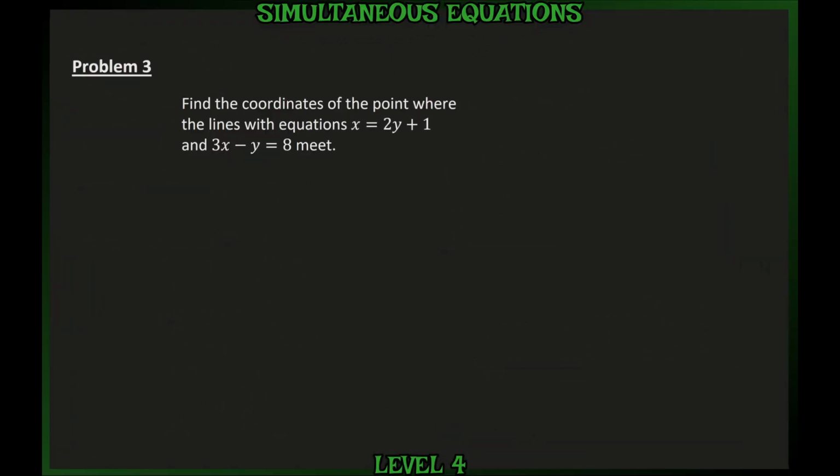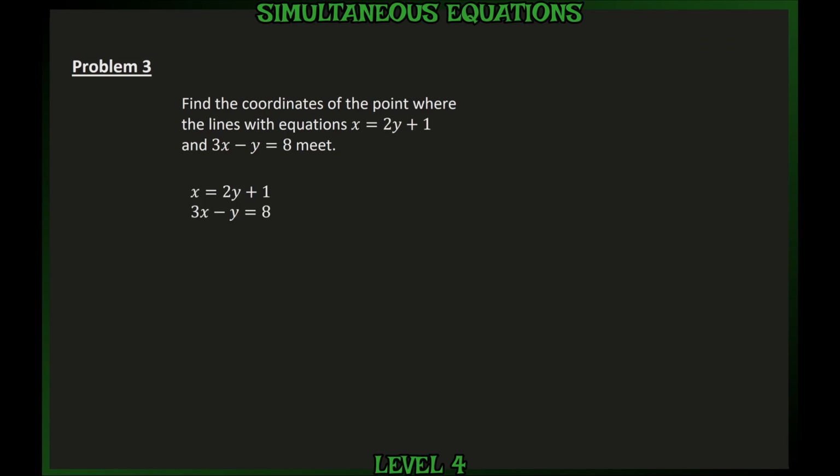In problem 3, we're asked to find the coordinates of the point where the lines with equations x equals 2y plus 1 and 3x minus y equals 8 meet. Now, whenever you're asked to find the coordinates of a point where two lines meet, what we need to do is solve the equations simultaneously and then write down our solutions as a coordinate.